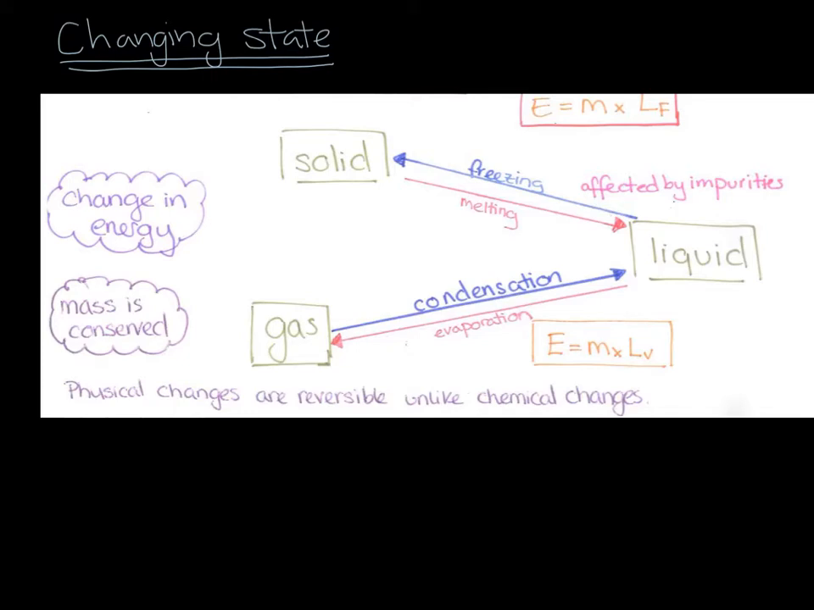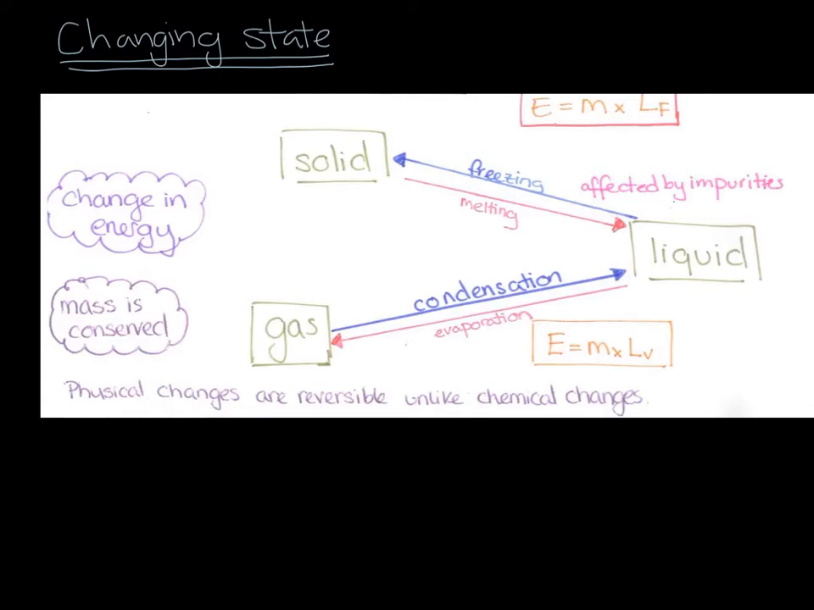Now if we look at changing states in a bit more detail, we've already brought in this idea that we're going to change the energy. So if we're going to move from a solid to a liquid, we need to add energy to the system and melt it. And if we're going to change the liquid to a solid, we have to remove energy from the system so it can freeze. What's worth remembering is that the temperature at which these changes of state happen is affected by impurities. So if you added salt to water, you change its melting point and you change its boiling point.